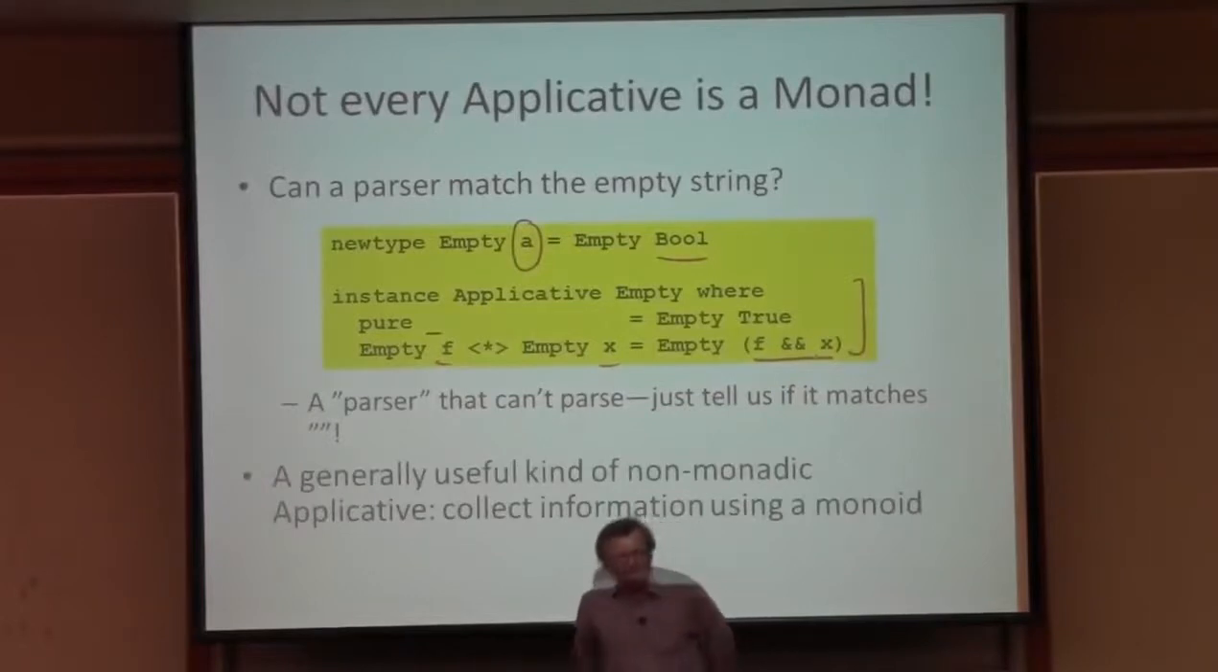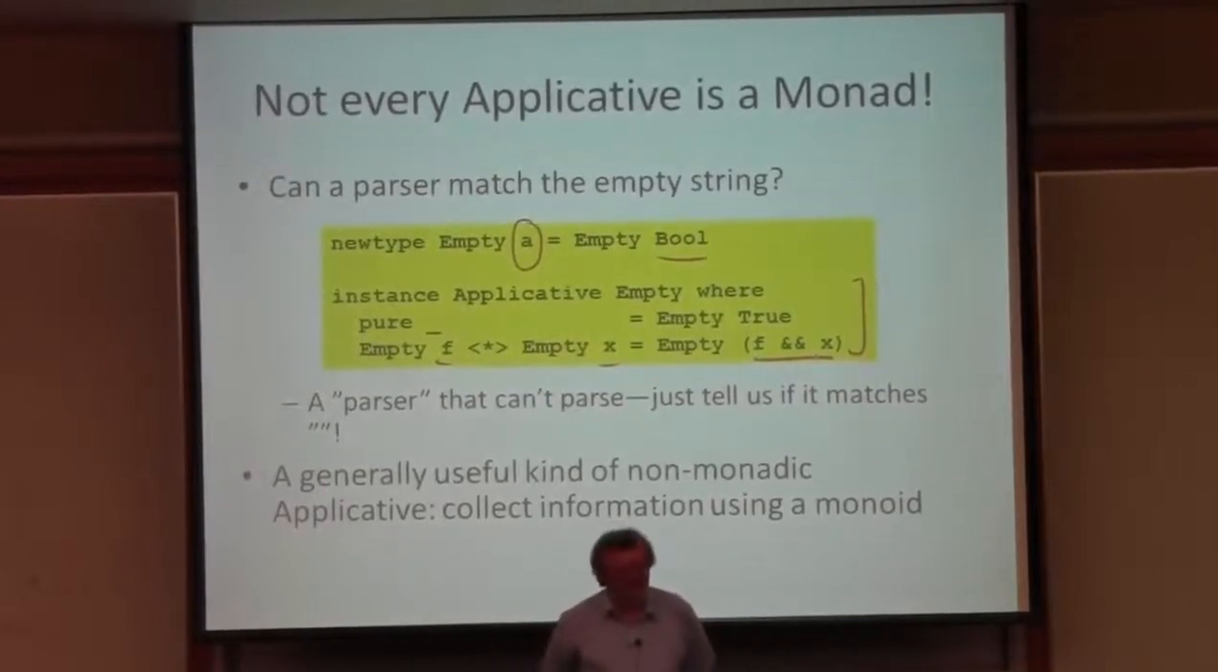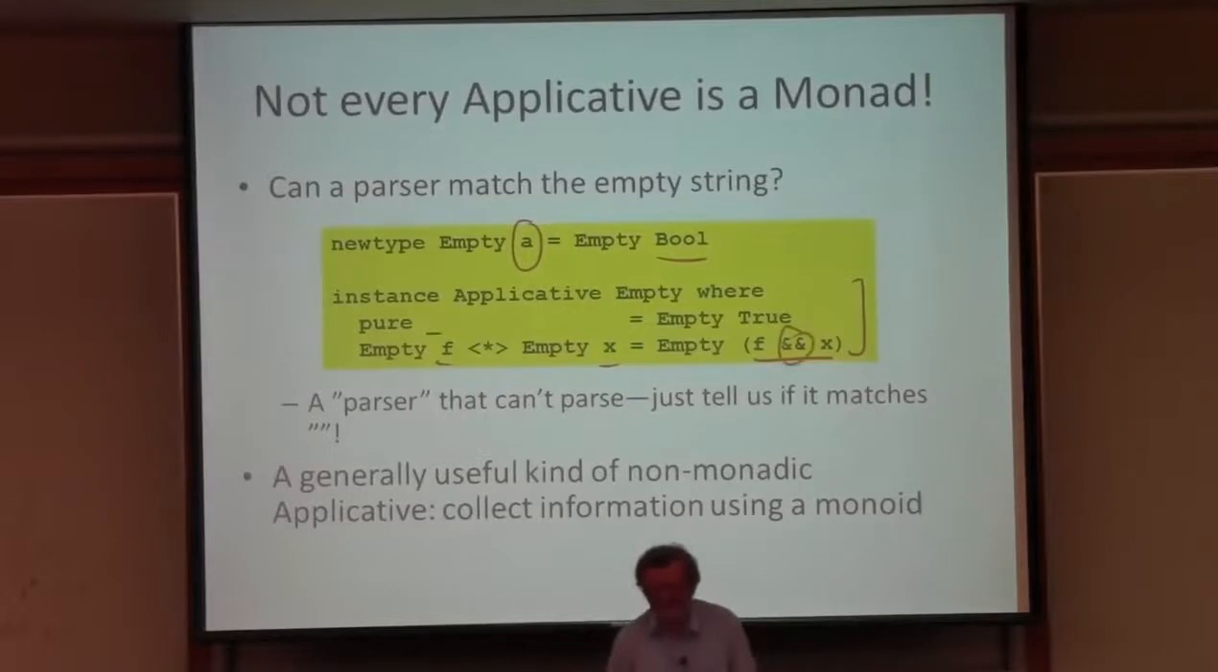So this is actually an instance of a very generally useful kind of applicative functor that does not correspond to a monad. It's just collecting information, and as long as we have some associative operator to use here and an identity to use here, in other words a monoid, then we can define an applicative functor in this way.